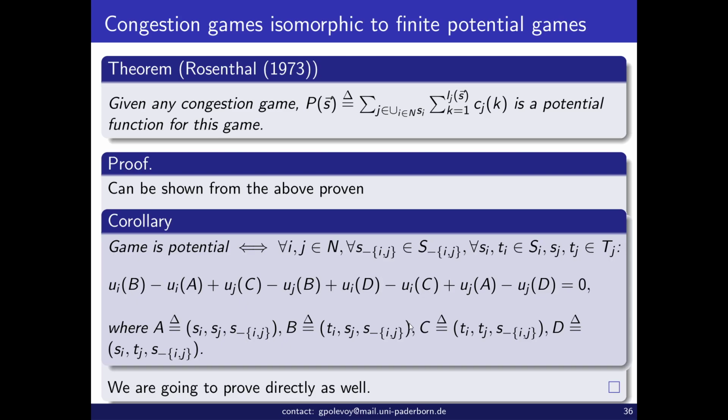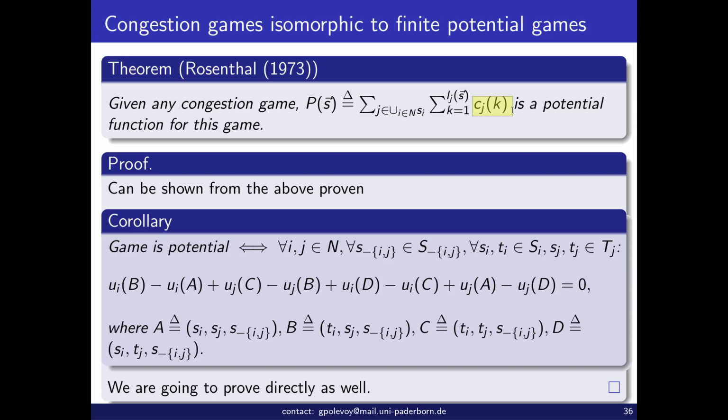So first, Rosenthal. Given a congestion game, the function P, which goes over all the facilities used in the profile, and for each facility it goes over from load 1 to the actual load in the profile, and sums up the c, so it does not simply look at the cost of the load. It goes from 1 to the load and sums up. That's a potential function for the game.